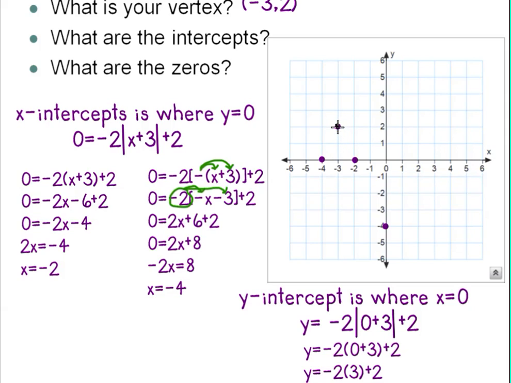your graph should look like this, because you're going to go to the left 1 and down 2, and to the right 1 and down 2. So you should have this idea of the mirror image over this axis of symmetry. So left 1 down 2, right 1 down 2, right 1 down 2 again, and right 1 down 2, and it matches on the other side.